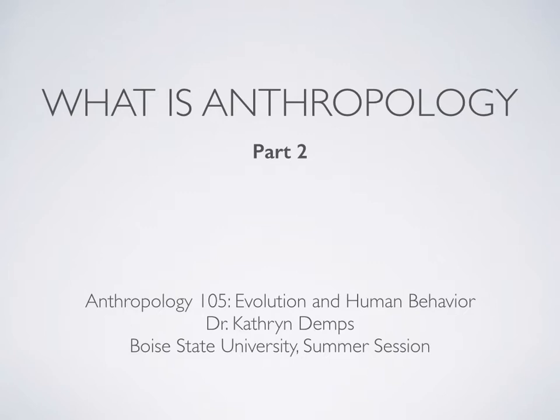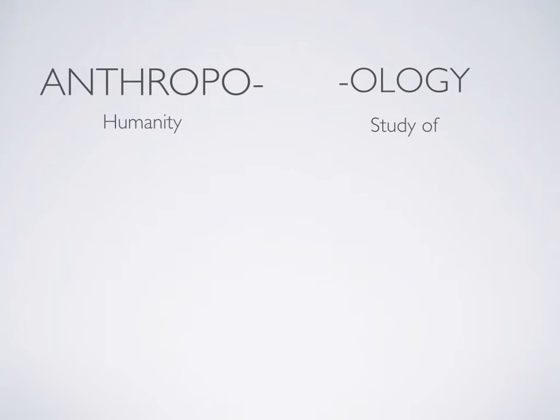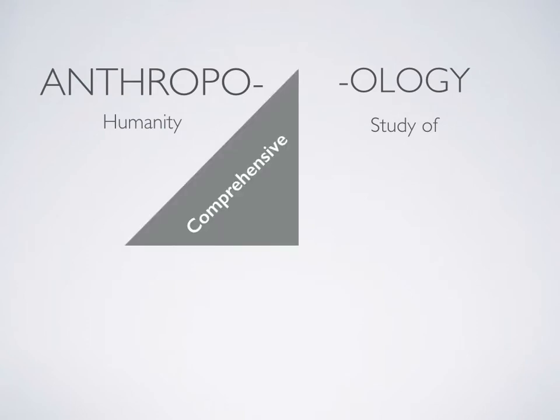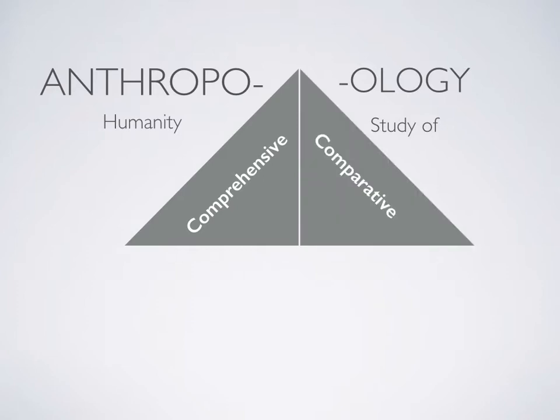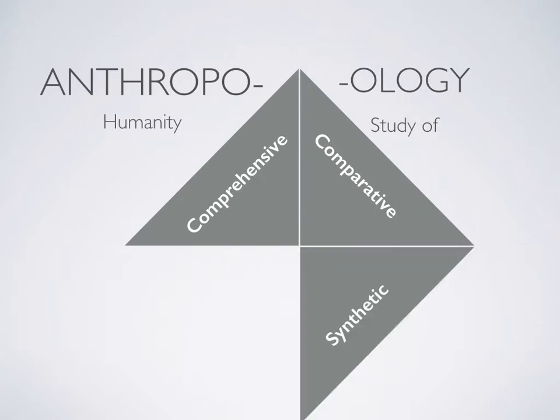If you remember from last time, and I hope you do, anthropology just means the study of humanity. And in studying humans, we try to be comprehensive, understanding all aspects of humanity from our language and culture to our psychology and our biology. We also strive to be comparative, comparing these aspects within and between humans, and also comparing humans to other closely related species. And we try to be synthetic in our understanding of our comprehensive comparative view of humans. How do we synthesize all of these perspectives and have some overarching understandings of humanity?